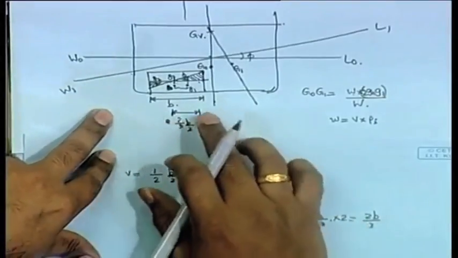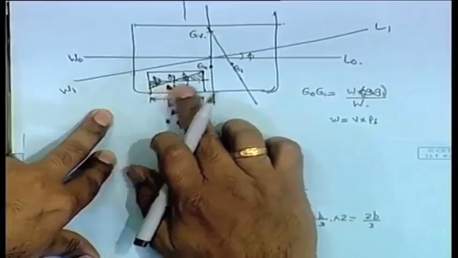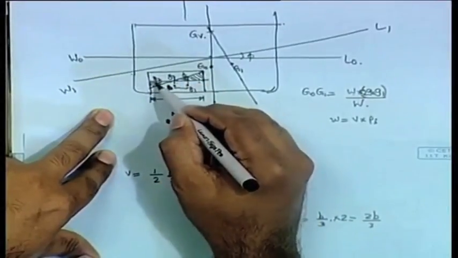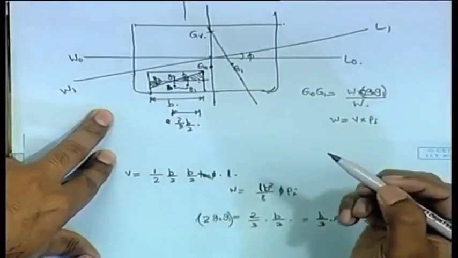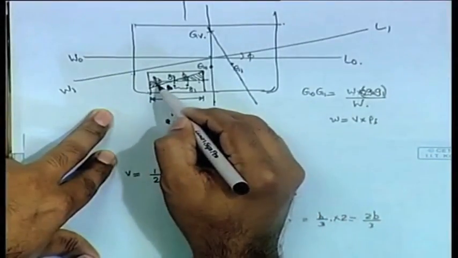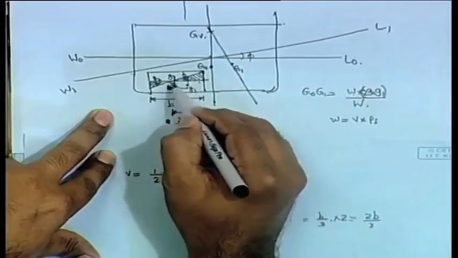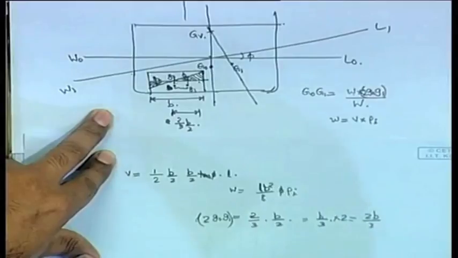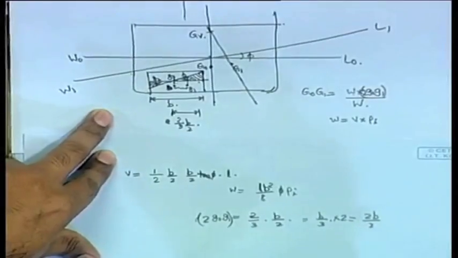So, a weight moves from this point to this point, as a result it moves a distance of 2 by 3 g, 2 by 3 b, where b is this whole distance. So, through that distance the center of gravity has shifted, this much horizontal distance. We are talking only about horizontal movements, okay.